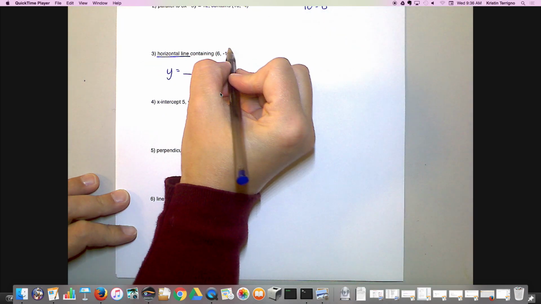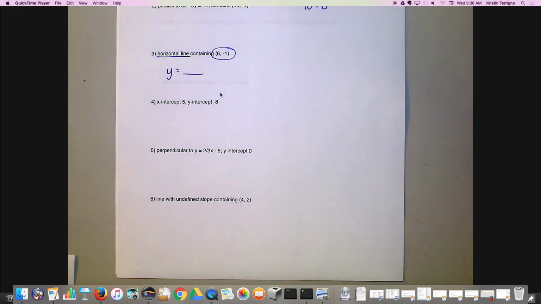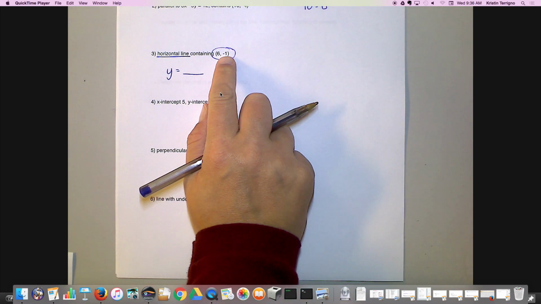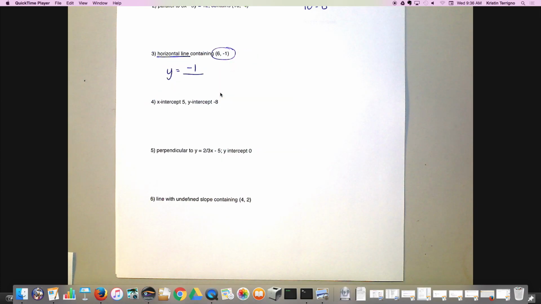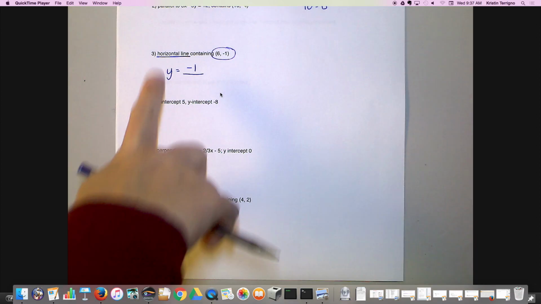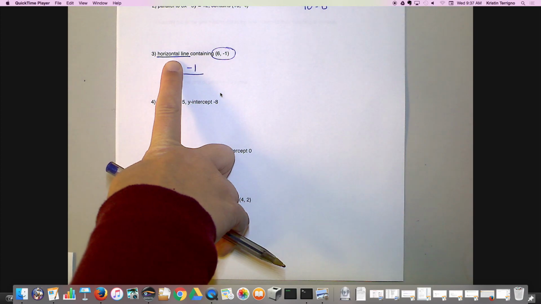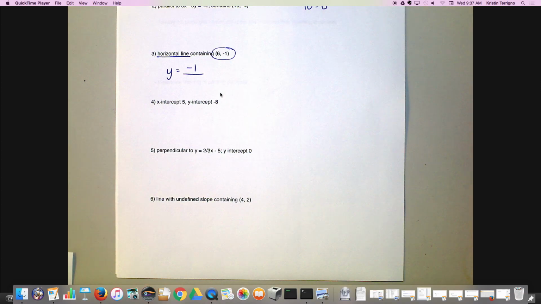Now, if I have this coordinate on my line, what do I know my y is always going to have to equal? -1. Yeah, because in that coordinate, my y is -1. And in this type of equation, my y values are always going to be the same. So if that coordinate's on my line, my y's must all be -1. Okay? If this had said vertical line, then I would have gone with x equals, and I would have said x equals 6. Does that make sense? Feel okay about that?